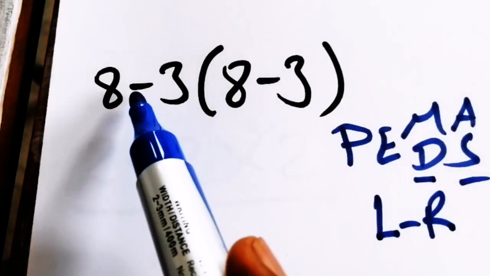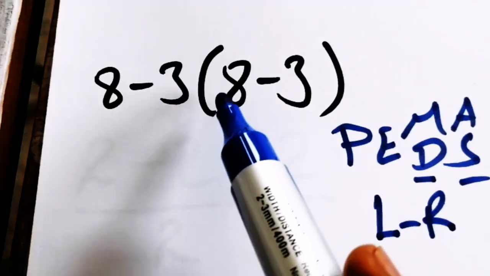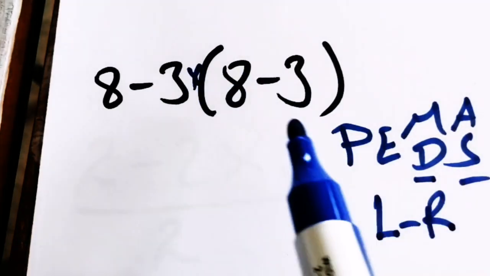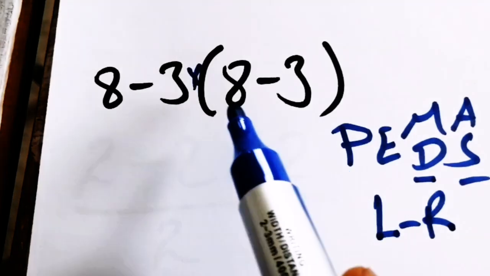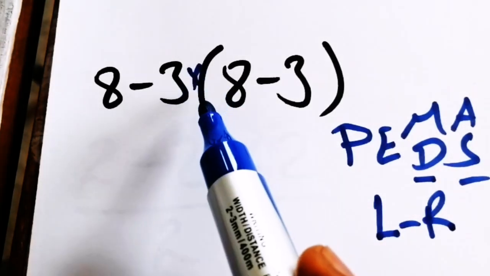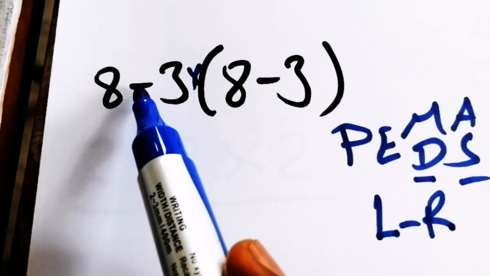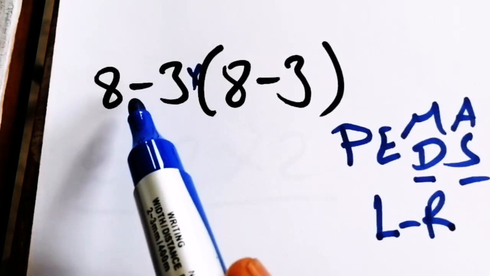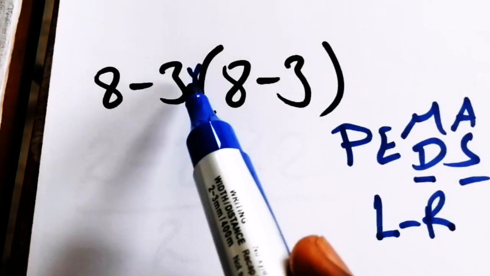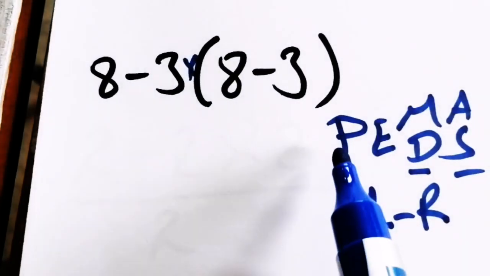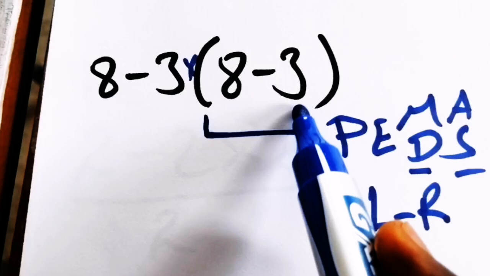In this expression there is one subtraction, one parenthesis, and one multiplication here. Okay, so first we have to do this parenthesis, and next this multiplication, and finally this subtraction. But if we do this subtraction before this parenthesis or this multiplication, it is wrong. Therefore, according to PEMDAS, first we have to do parentheses.